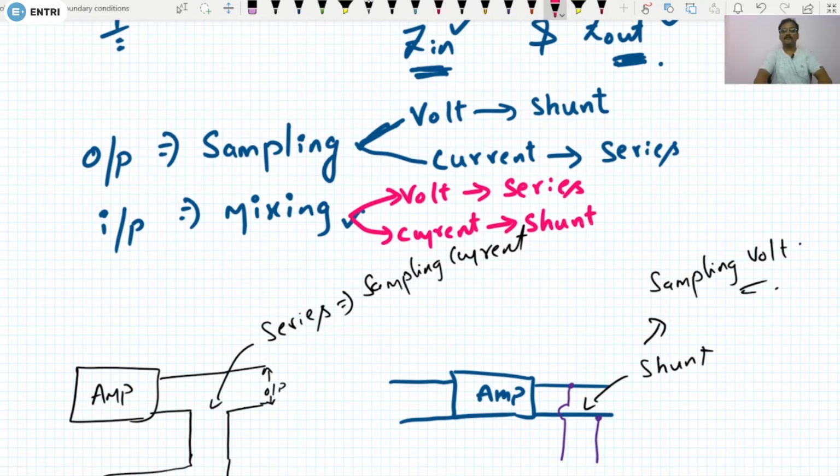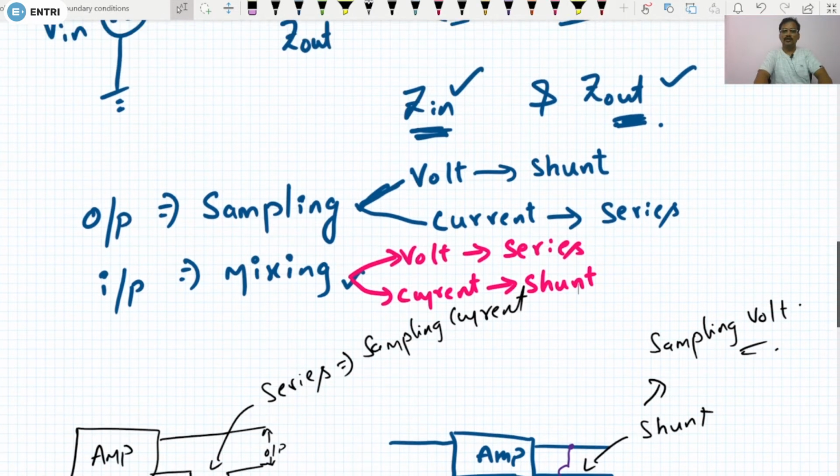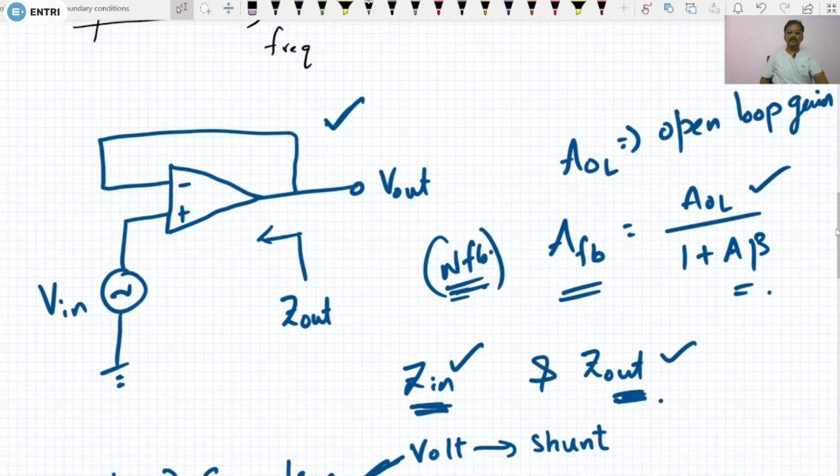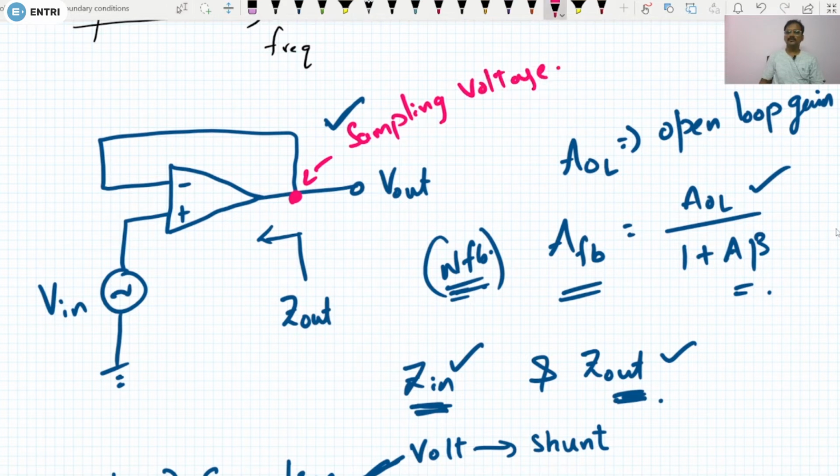right? Okay. Now in our question here, at the output we are taking a part of the voltage from the output. That means you are sampling the voltage. So that means at the output you are going to have a shunt connection, right?